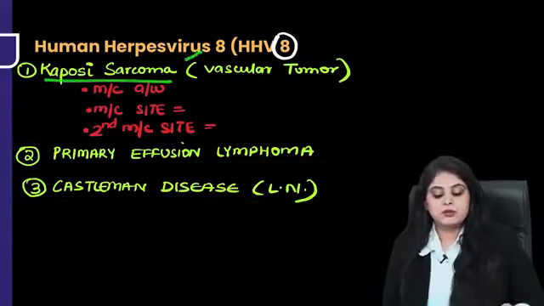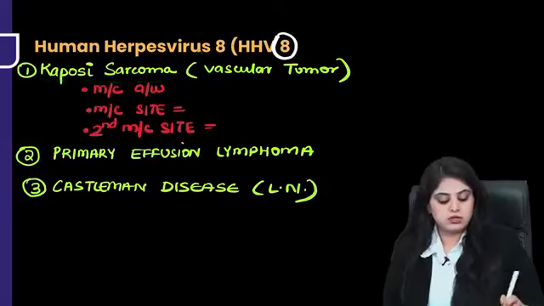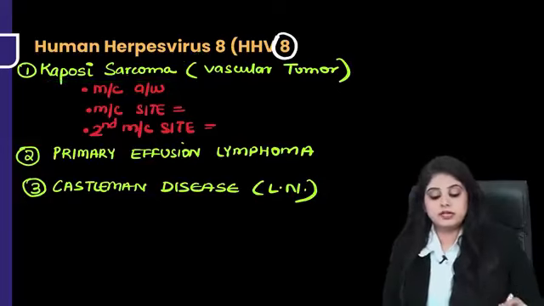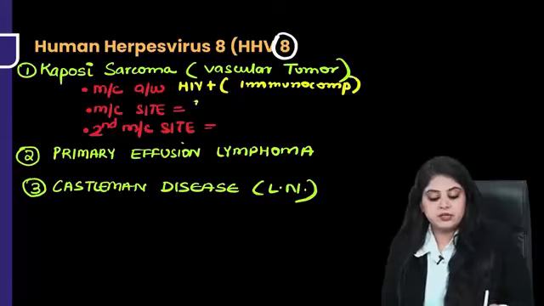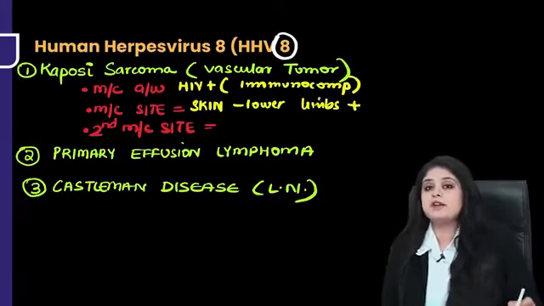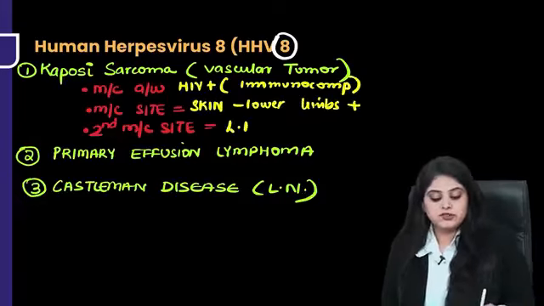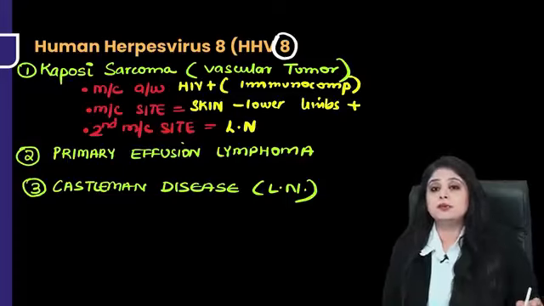So sarcoma, I think everyone knows, is a vascular tumor called Kaposi sarcoma, which is most commonly associated with what? It is seen in HIV positive or some kind of immunocompromised people. What is the most common site? It usually occurs in the skin of the lower limbs. Skin of the lower limb is the most common site that you have. What is the second most common site? The second most common site is going to be the lymph node.